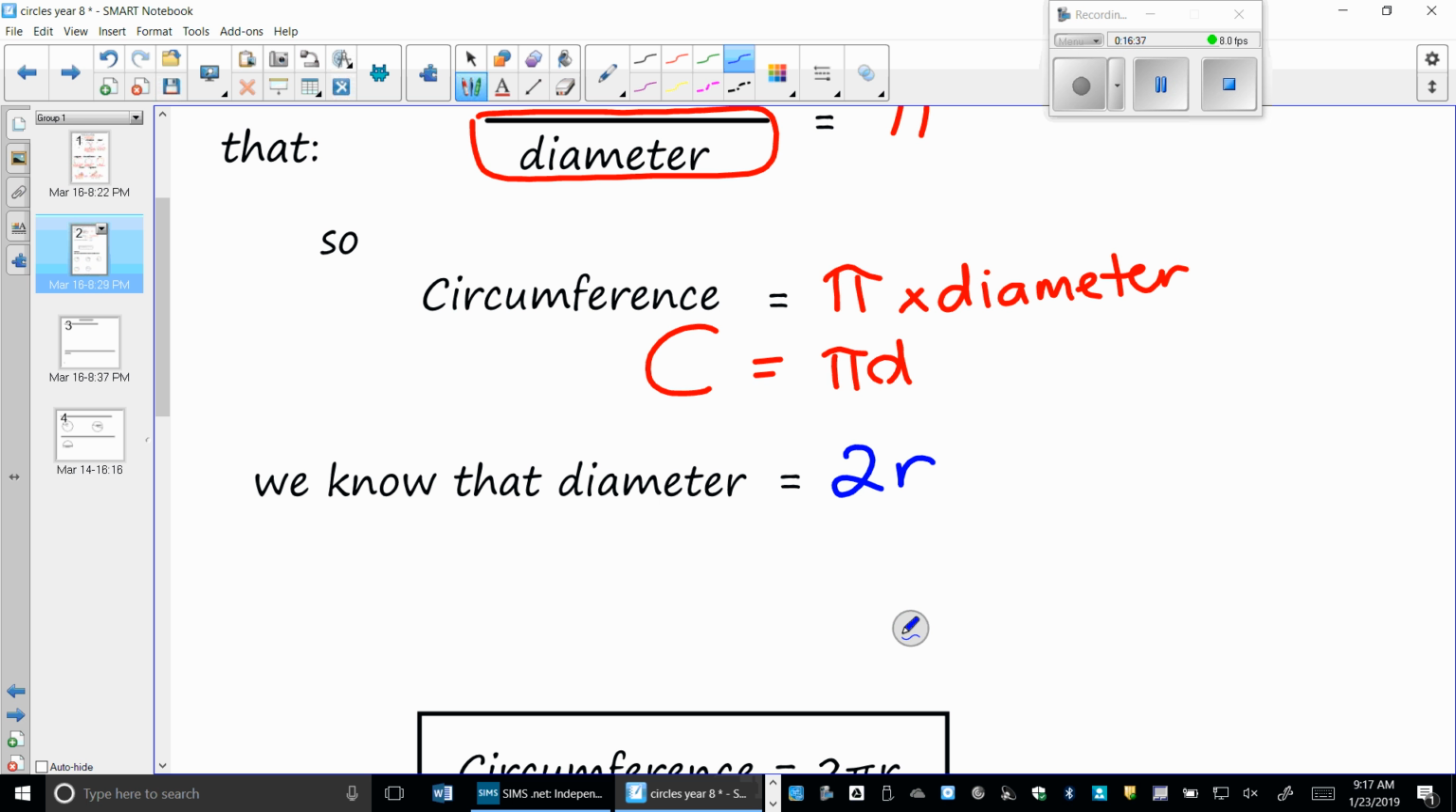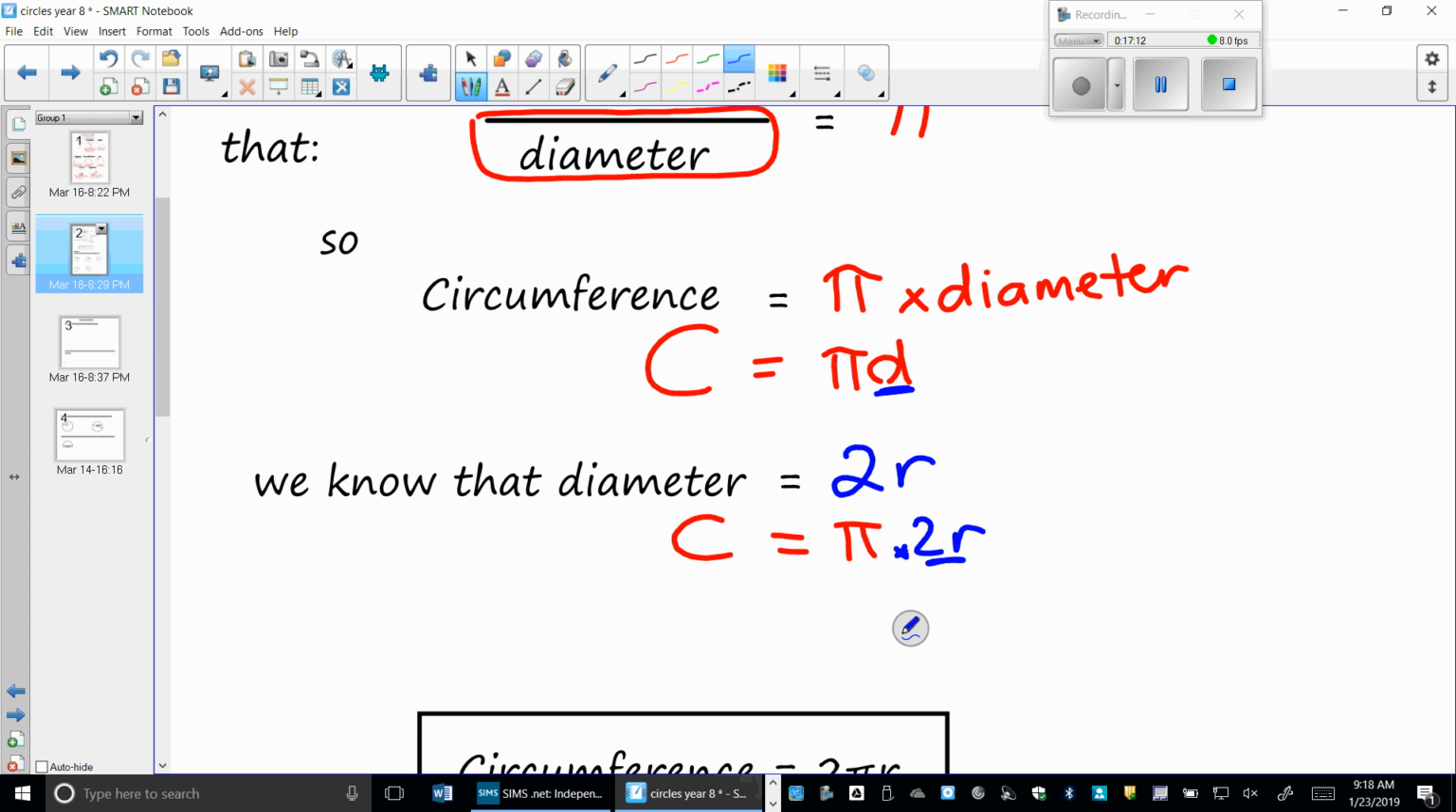So that means I could say the circumference was equal to pi multiplied by 2r. All I've done here is switch this from being a d to 2 radius. So if the circumference is equal to pi times diameter, then it must also be equal to pi times 2 times radius.